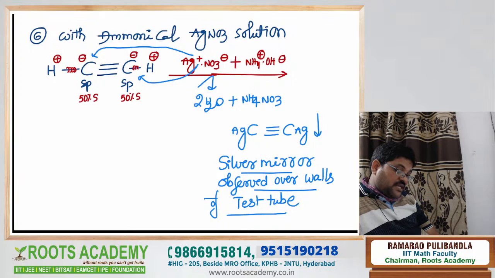Now this Ag+ ion attacks the C minus. Again the Ag+ ion attacks the C minus. H+ ion combines with OH minus, water is lost. NH4+ NO3 minus, loss of ammonium nitrate, and a silver mirror is deposited over the walls of the test tube.